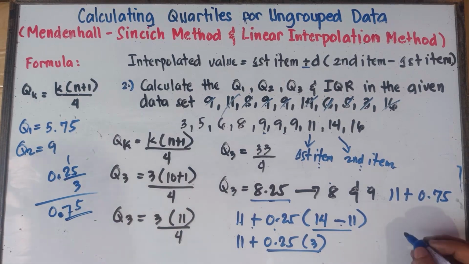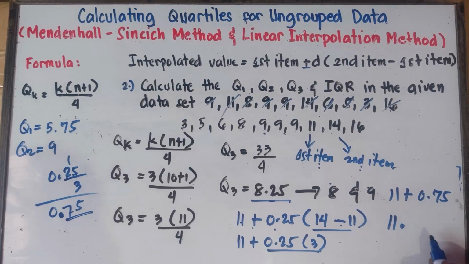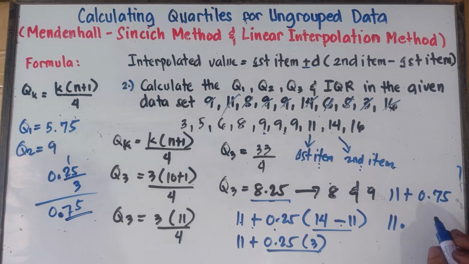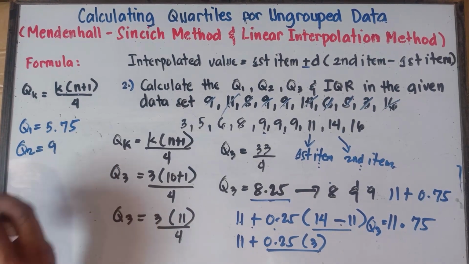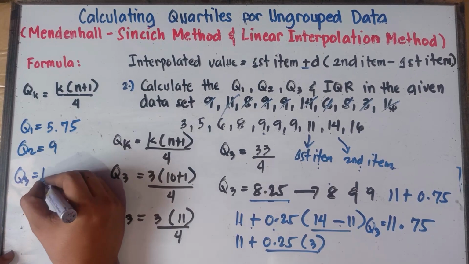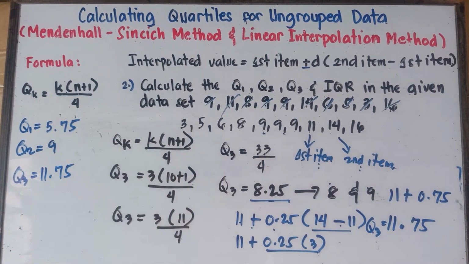And then simply add this one. This will be 11 plus 0.75, that will be 11.75. That's it, class. You're all set. So therefore, quartile 3 is 11.75. And then we're all set, class. Quartile 3 is 11.75. And then that's it, class.